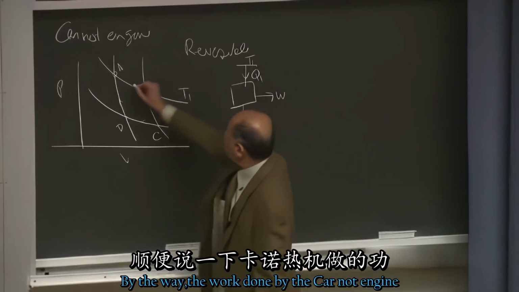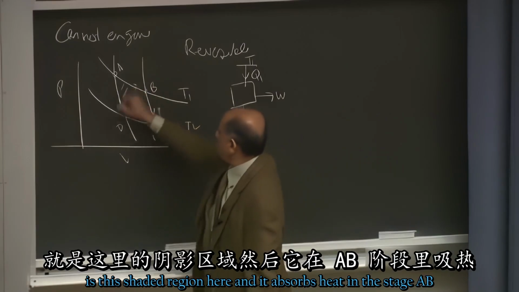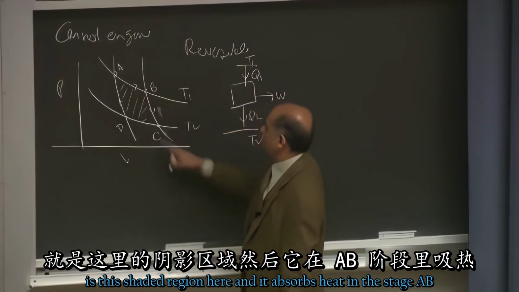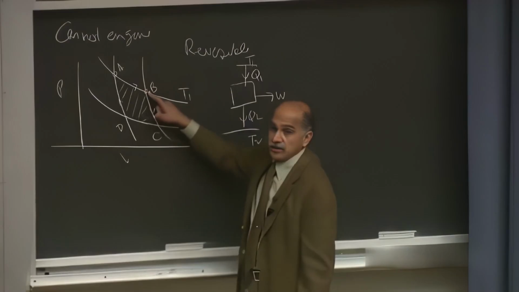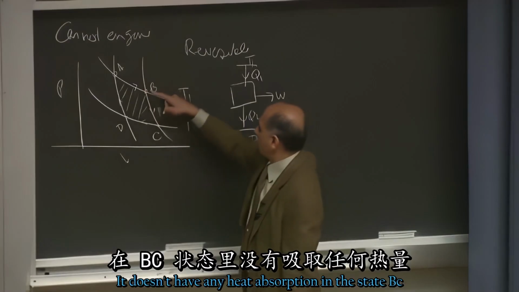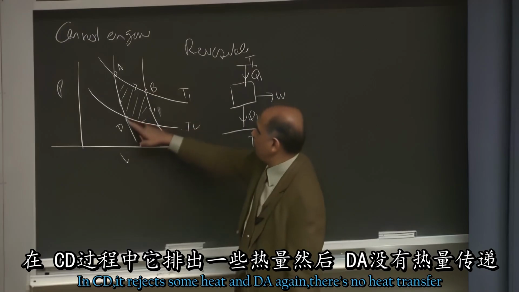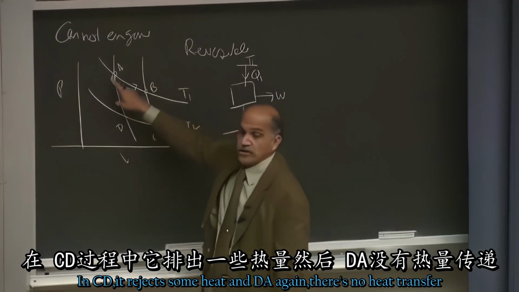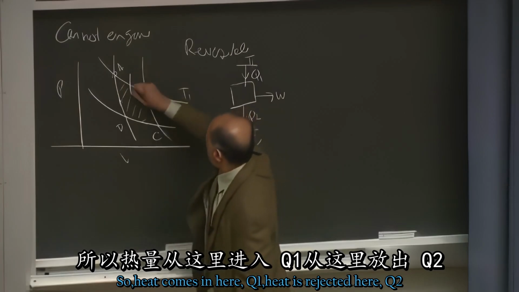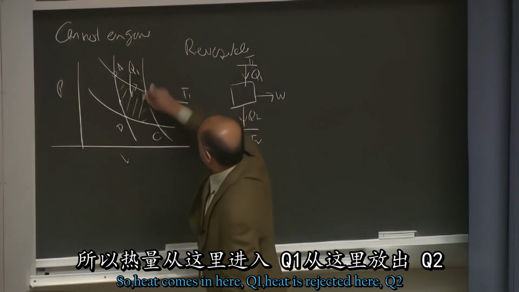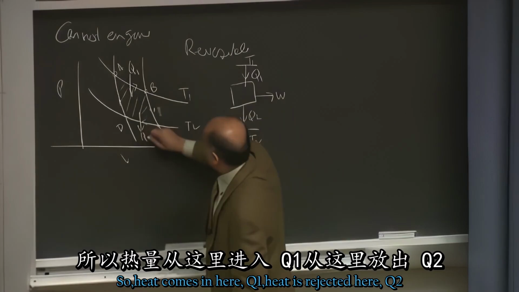By the way, the work done by the Carnot engine is this shaded region here, and it absorbs heat in the stage AB. Doesn't have any heat absorption in the stage BC because it's adiabatic. In CD, it rejects some heat, and DA, again, it's no heat transfer. So heat comes in here, Q1. Heat is rejected here, Q2.